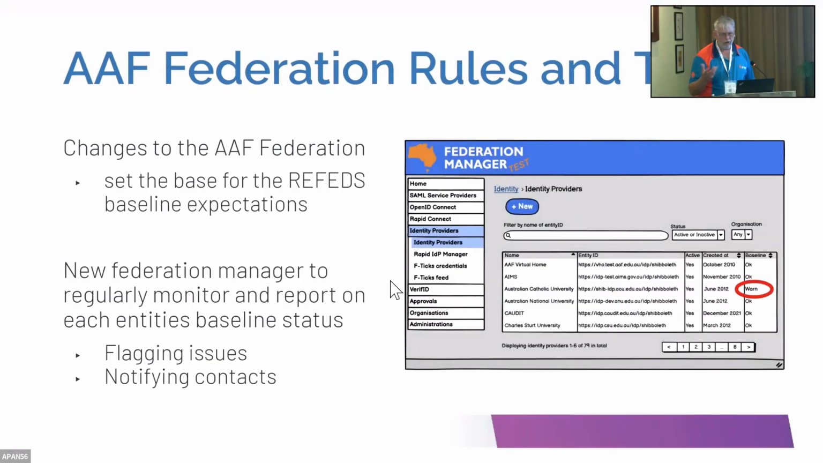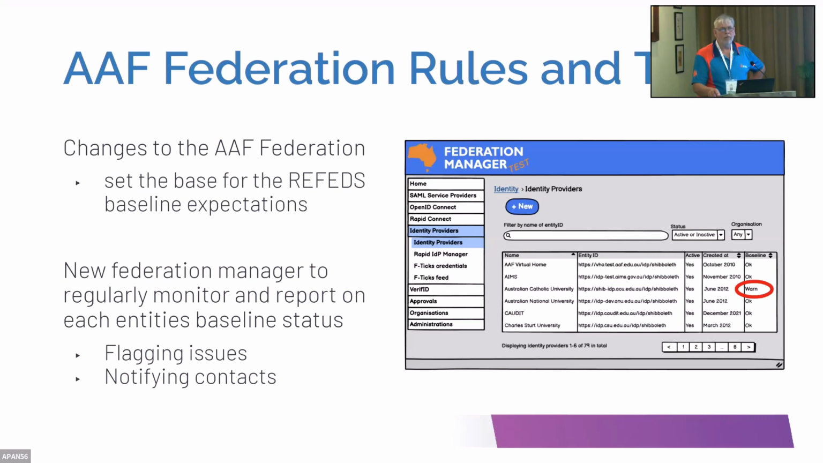So the first thing we've done, as I mentioned, is changing our federation rules. We had one of our project managers go through baseline expectations and our rules together and identify a number of areas that could be improved that would help meet those baseline expectations just by signing off to being part of the federation. And we have our new federation manager tool, and one of the features that I wanted to have is to be able to flag technical issues.